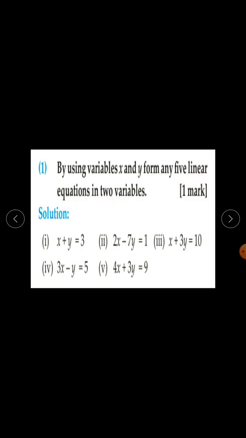So solution. First linear equation, x plus y equal to 3. Next is 2x minus 7y equal to 1. Third is x plus 3y equal to 10. Fourth one, 3x minus y equal to 5. Fifth one, 4x plus 3y equal to 9. So using variables x and y, we form at least 5 linear equations in 2 variables.